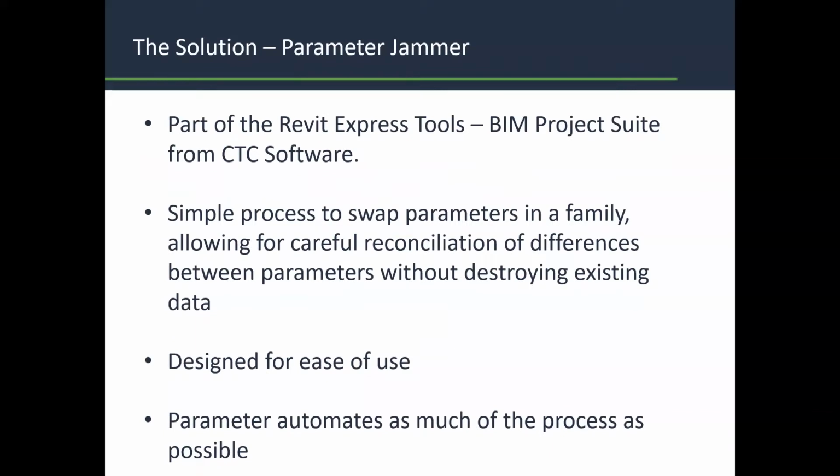So the solution I'm talking about is called Parameter Jammer. It's part of the Revit Express tools, the BIM project suite that is offered by CTC software. It's a simple two-step process. It allows you to swap parameters in a family, and it allows you to reconcile these differences between the parameters in your schedule, but it doesn't override anything. It only does it within the project, so you're not destroying any existing data that you've had.